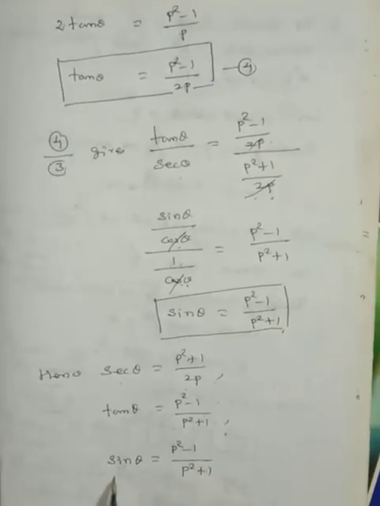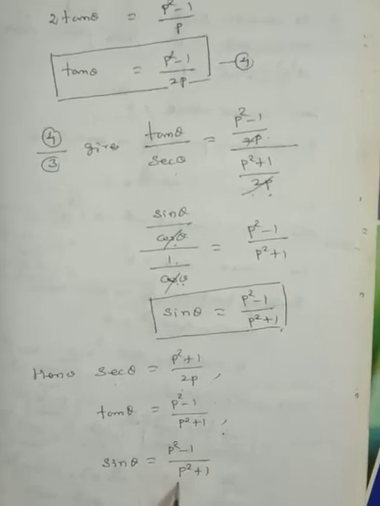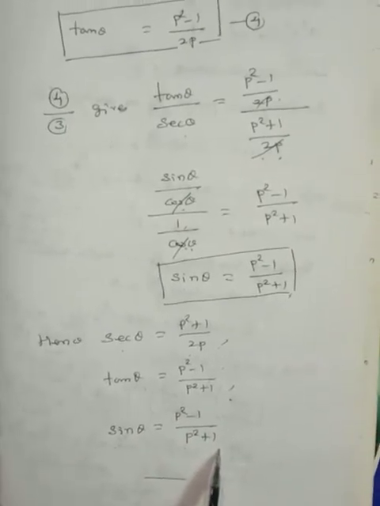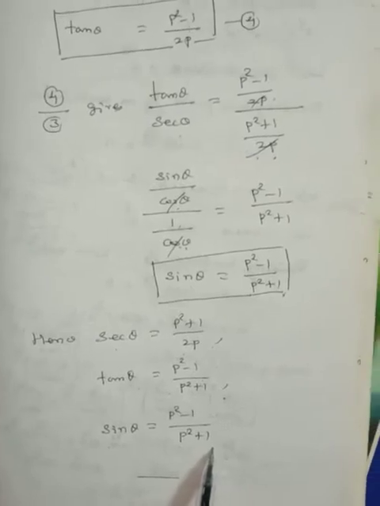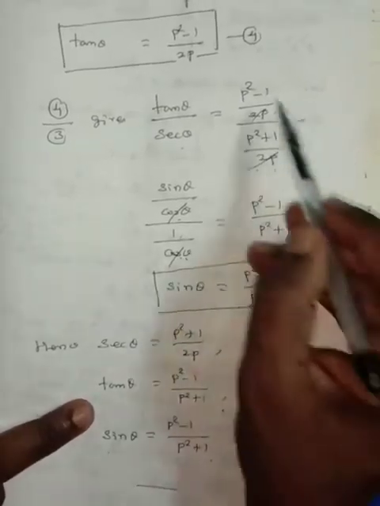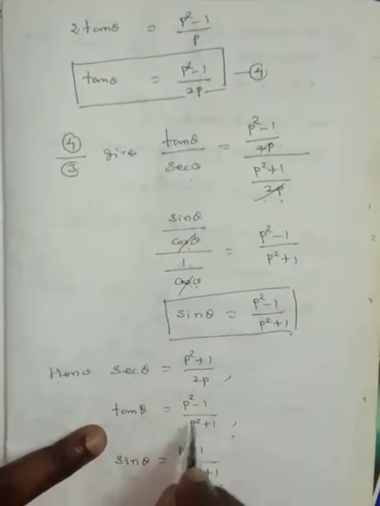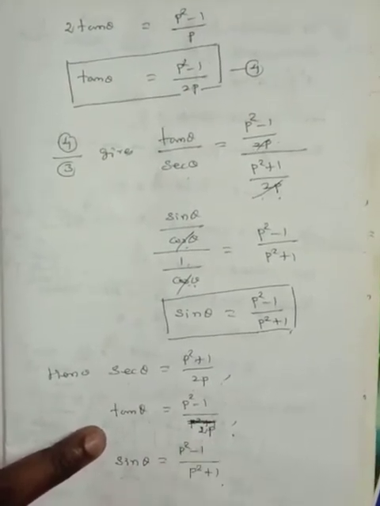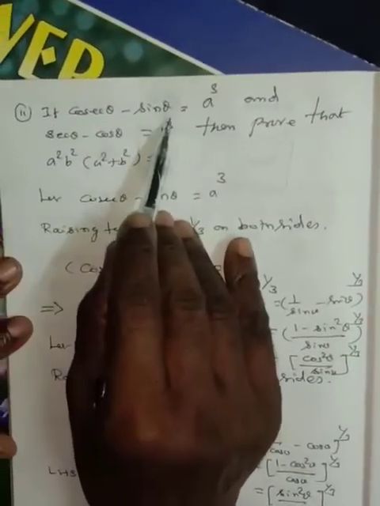Next, sin theta is equal to p square minus 1 divided by p square plus 1. Okay. Now tan theta is p square minus 1 divided by 2p. That's important.